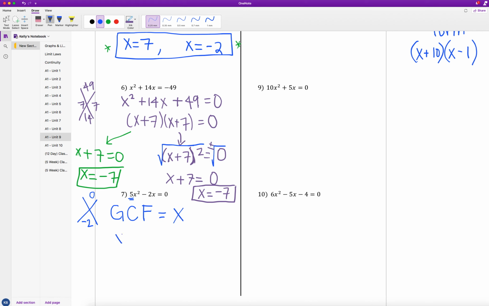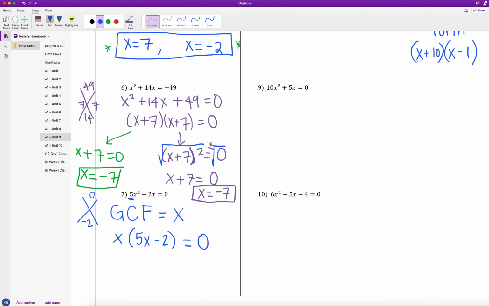Because there's a greatest common factor, before I try any other type of factoring, I want to go ahead and factor that GCF out. By taking out the x in front, we're left with a 5x minus 2 on the inside. And of course, this is still equal to 0. This is actually factored form now because I don't have an x squared term anymore. I have this x, which is linear, and the 5x minus 2, which is also linear.